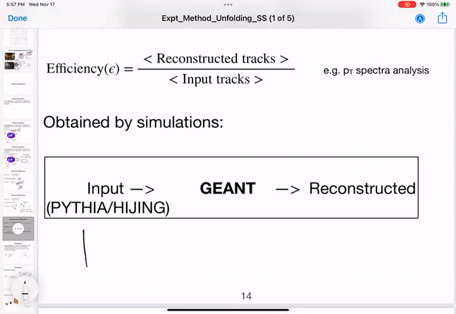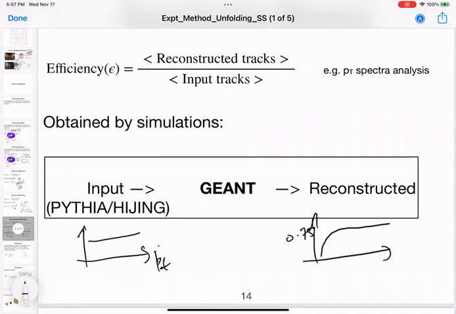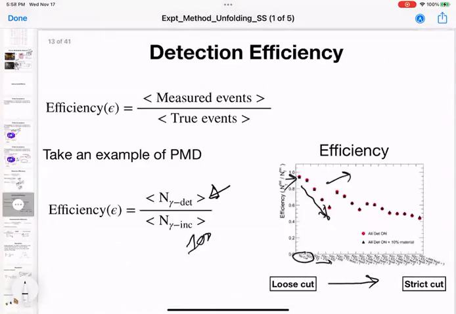For example, if we give a flat pT distribution as an input here, after the reconstruction what we get is something like this. So this is our efficiency. Let's say this is 75%. We need to correct for this efficiency when we are measuring, for example, pT spectra, or in our previous examples, when we measure the number of photons or the number of charged particles, etc.